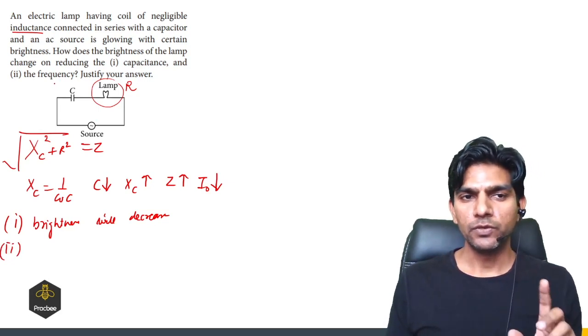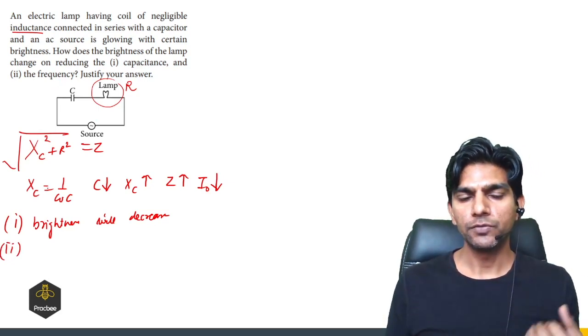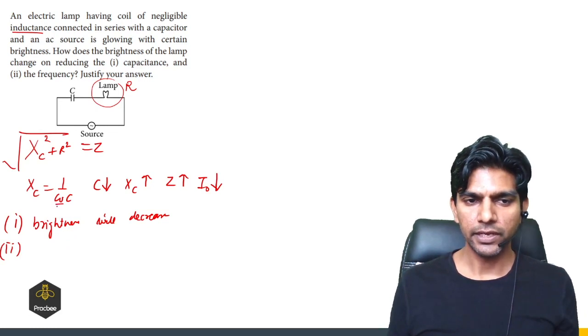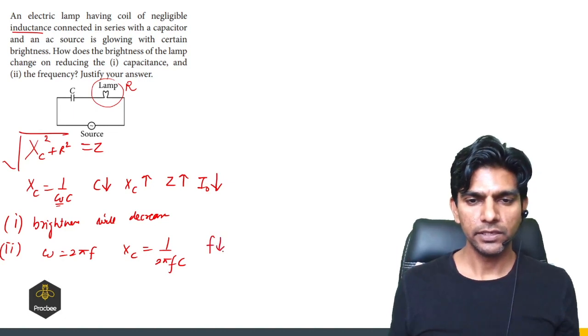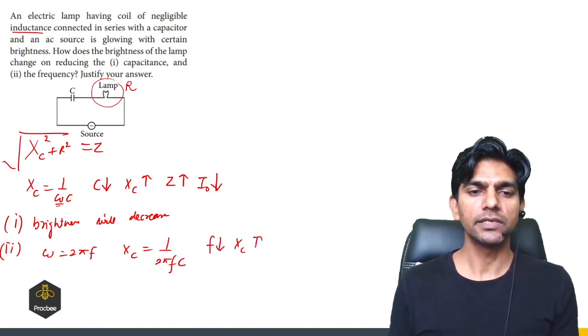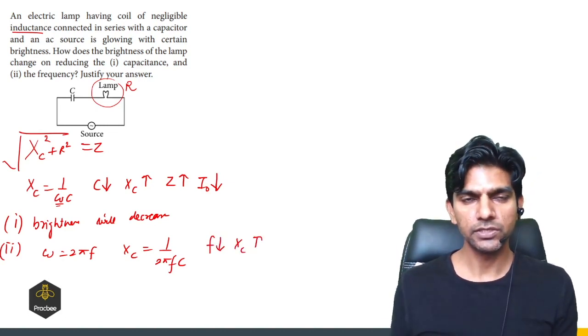Right? Now let us see the second case. What would happen if the frequency is changed, if you are reducing the frequency? Xc is inversely proportional to the frequency. Omega is 2 pi f, so Xc will be 1 upon 2 pi fC. So if f is decreased, Xc will increase. Again, in this case, the brightness will decrease because current will decrease.